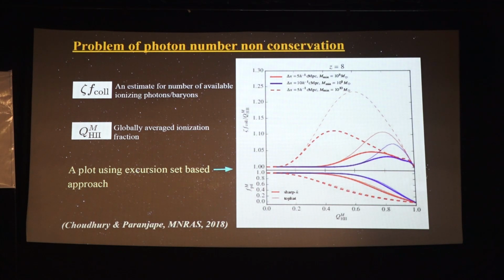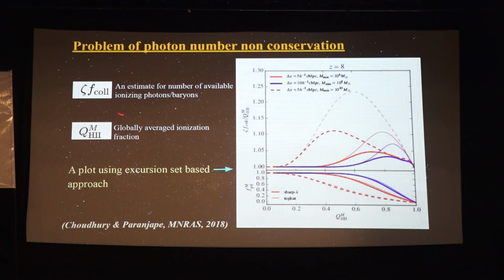But before going to that, let me tell why that semi-numerical model called SCRIPT was needed. This is due to the problem of photon number non-conservation, which is associated with the standard semi-numerical models, mainly based on the excursion set approach. In simple words, photon number non-conservation means that the average number of available ionizing photons is not equal to the average number of hydrogen atoms ionized.